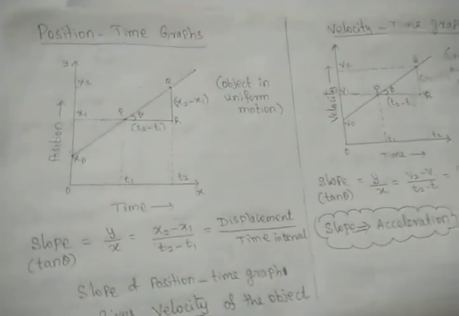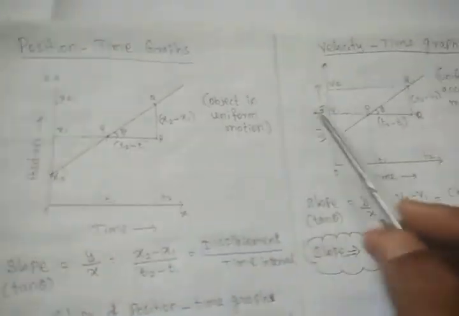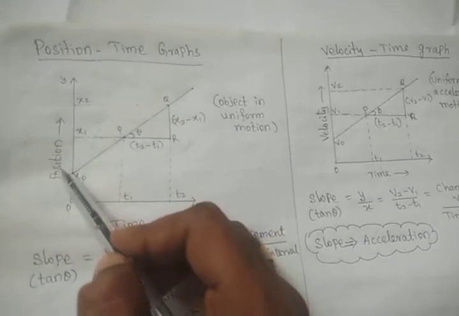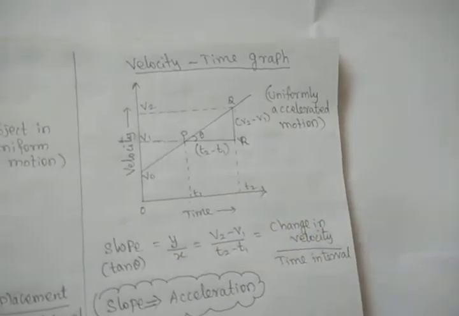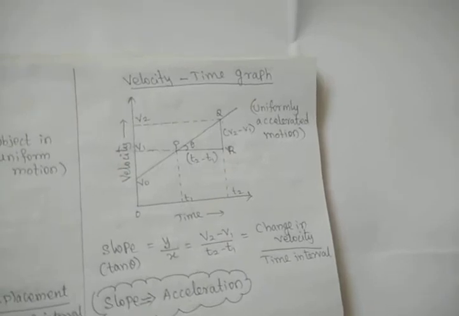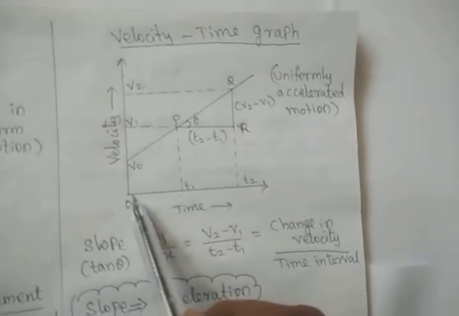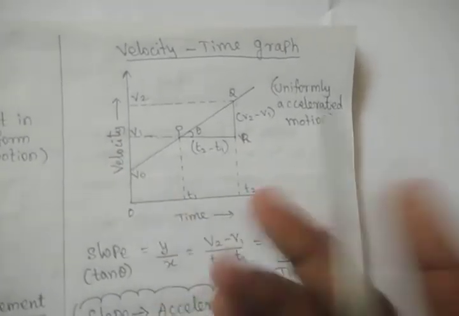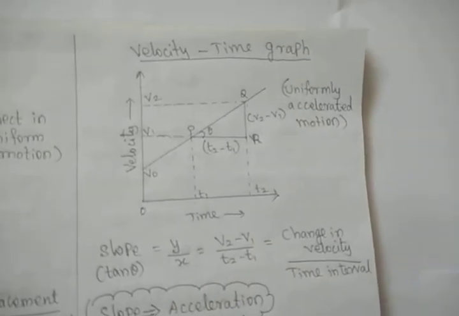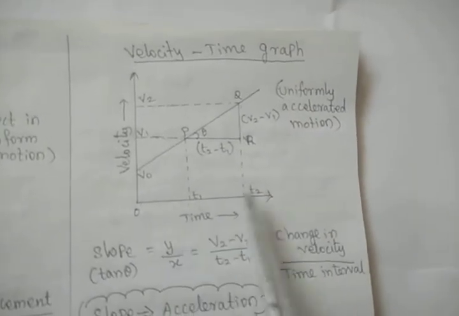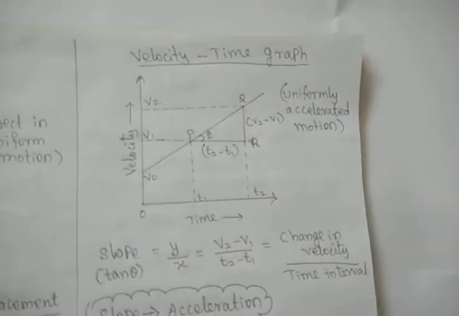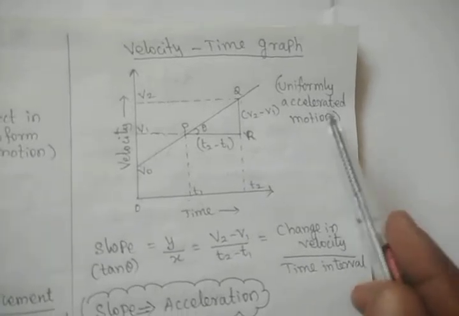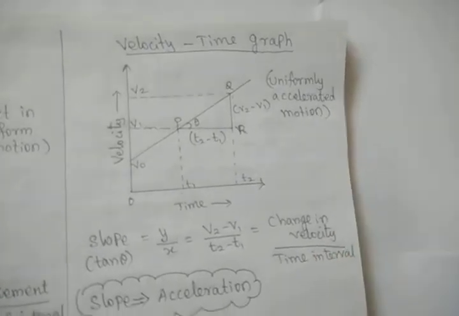Next, we see the same line, but instead of position, if you put velocity, that means the velocity of the body increases uniformly. So this is a velocity-time graph of uniformly accelerated motion, the body moving with uniform acceleration. At time t equal to 0, the velocity of the body is V0, that means the initial velocity. As the time increases at equal intervals, the velocity also increases at equal intervals. Hence this motion is uniformly accelerated motion.